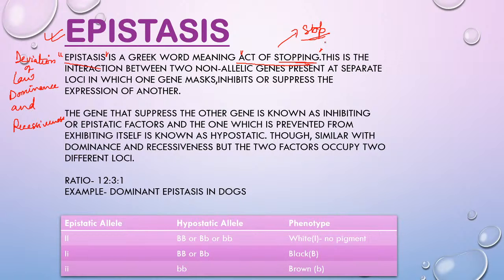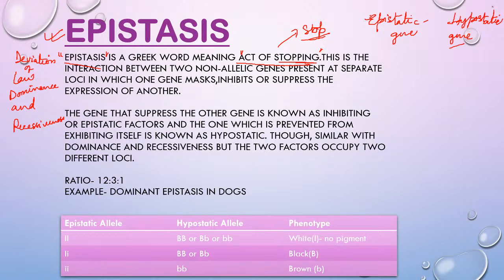It represses the activity. So when there is an interaction between two genes, one gene is known as the epistatic gene and another gene is known as the hypostatic gene. I'll tell you, wait, what is a hypostatic gene? What is an epistatic gene? I'll surely tell you. The epistatic gene is the gene which has the dominant power.